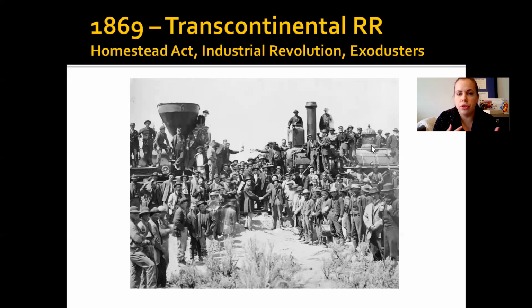And after the Civil War, the United States government is trying to encourage people to spread westward and take advantage of this new transcontinental railroad. One of the ways that they do this is the Homestead Act of 1862 or 63. The Homestead Act gives plots of land to farmers in the West with the only provision that they make the land better than when they found it.